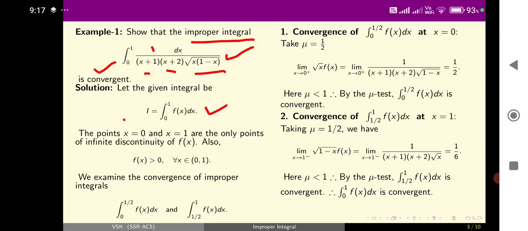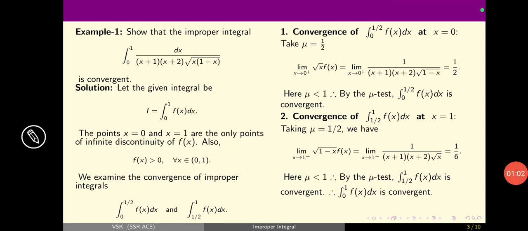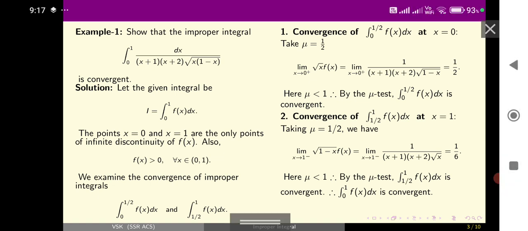Now clearly x is equal to 0 and x is equal to 1 are the only points of infinite discontinuity of f(x). Also, f(x) is greater than 0 for all x belonging to the open interval 0 to 1. So this is very clear. Now we'll examine the convergence of the improper integrals from 0 to 1 by 2 of f(x) dx and from 1 by 2 to 1 of f(x) dx. That is, the interval 0 to 1 we have divided into two parts, 0 to 1 by 2 and 1 by 2 to 1, and we'll see whether these two are convergent.